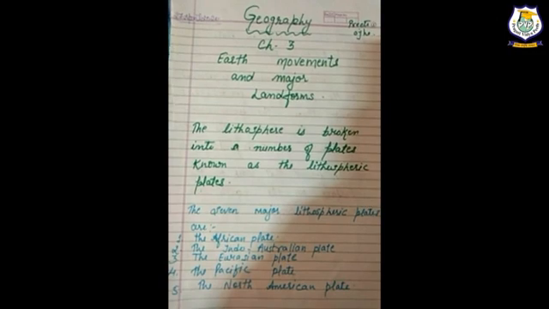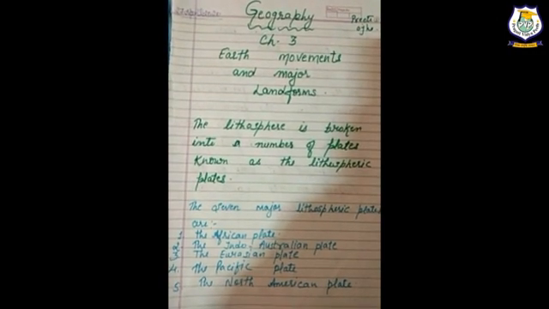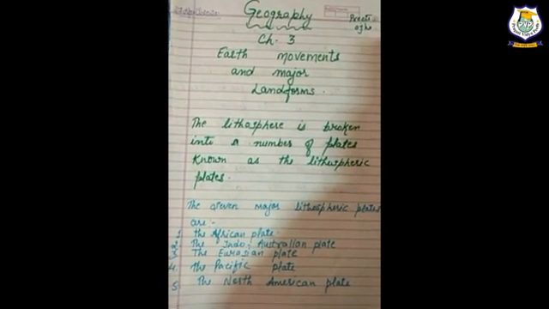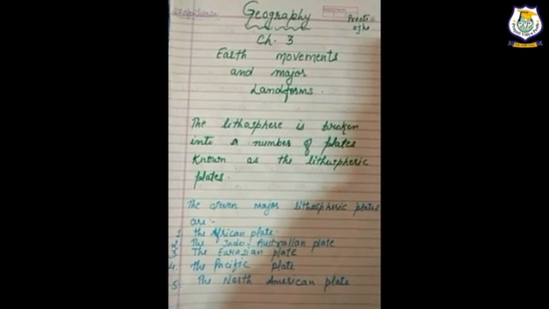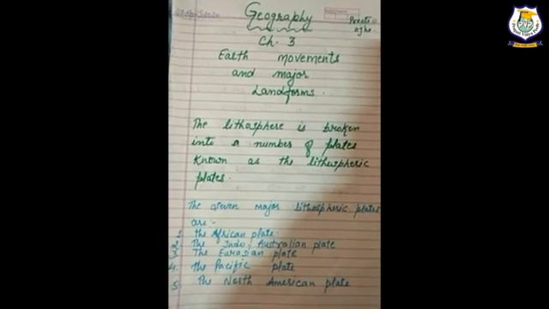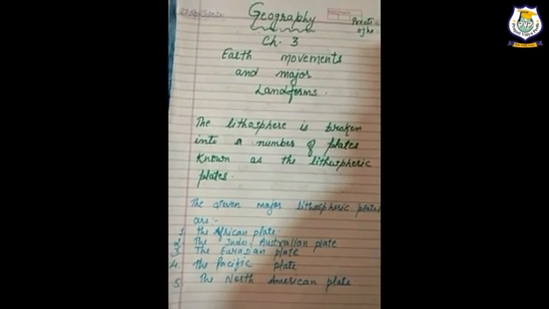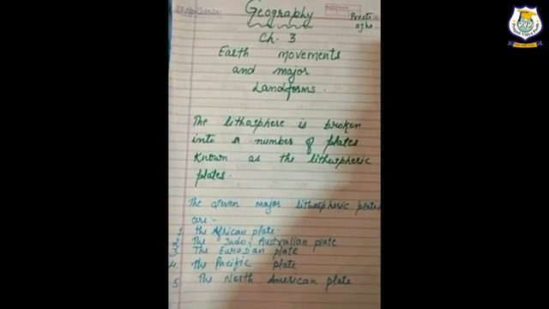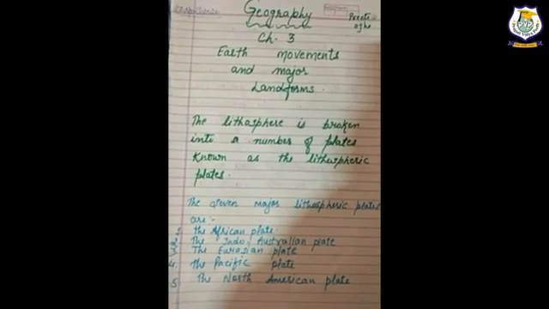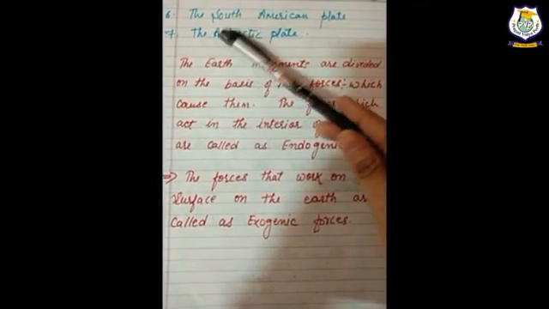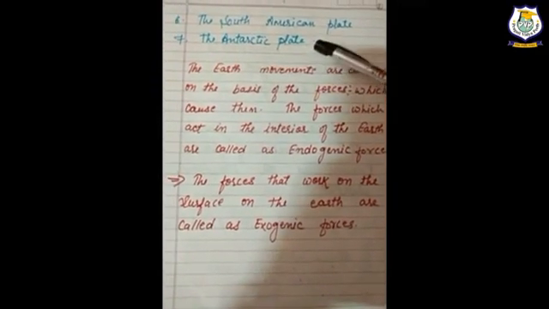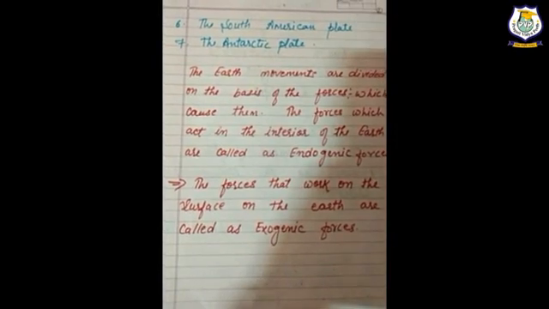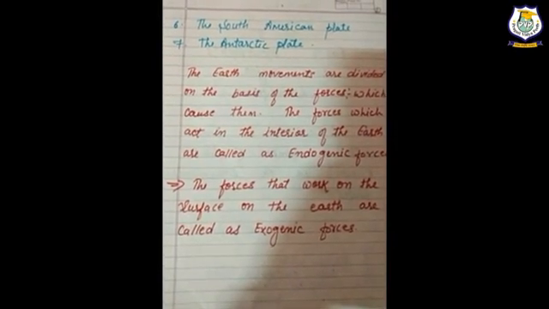The lithosphere is broken into a number of plates known as lithospheric plates, and the 7 major lithospheric plates are: the first one, the African plate; the Indo-Australian plate; third, the Eurasian plate; the Pacific plate; the North American plate; the sixth one, the South American plate; and the seventh one is the Antarctic plate. Now the movement of these plates causes changes on the surface of the earth.